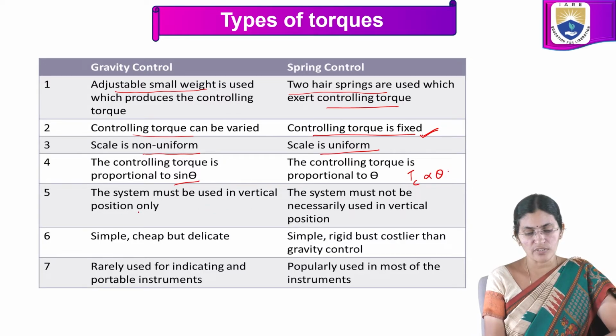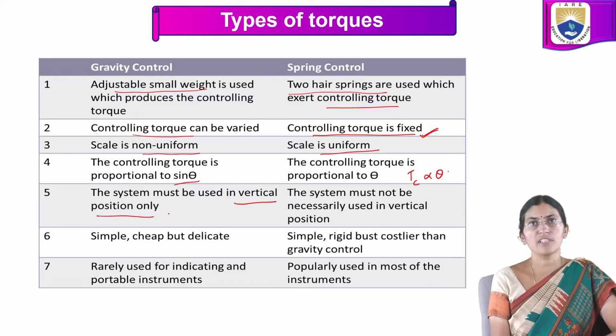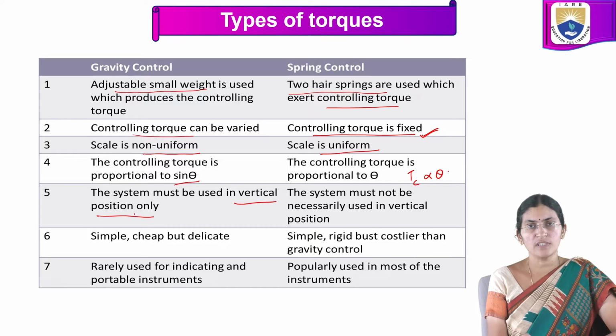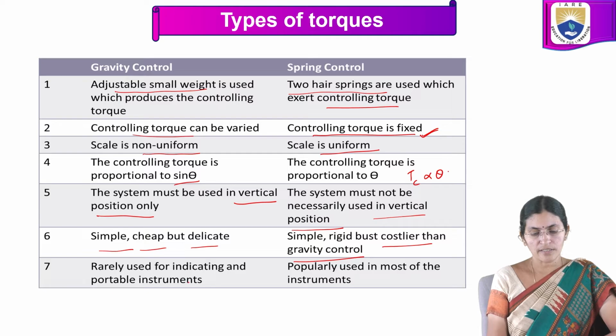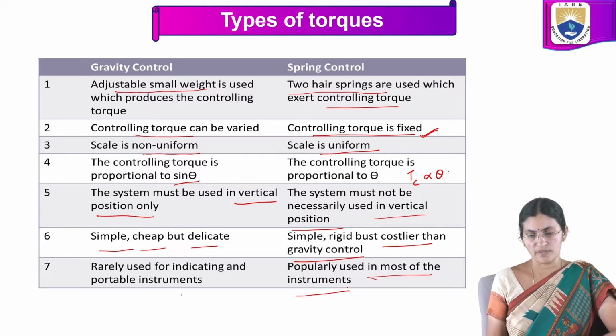The system must be used in vertical position only. So this is one of the drawbacks here. This system where gravity control is employed is used in vertical position only. That means the instruments have to be wall mounted or vertically mounted. But here there are no such restrictions. The system need not necessarily be used in vertical position. So these are simple, cheap and delicate. These are simple, rigid but costlier than gravity control. These are rarely used for indicating and portable instruments. Spring control method is the popularly used method in most of the instruments.